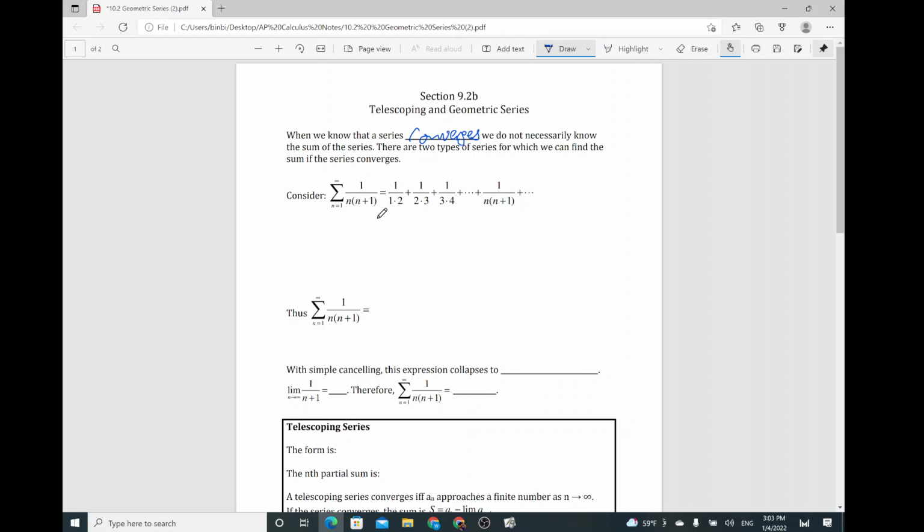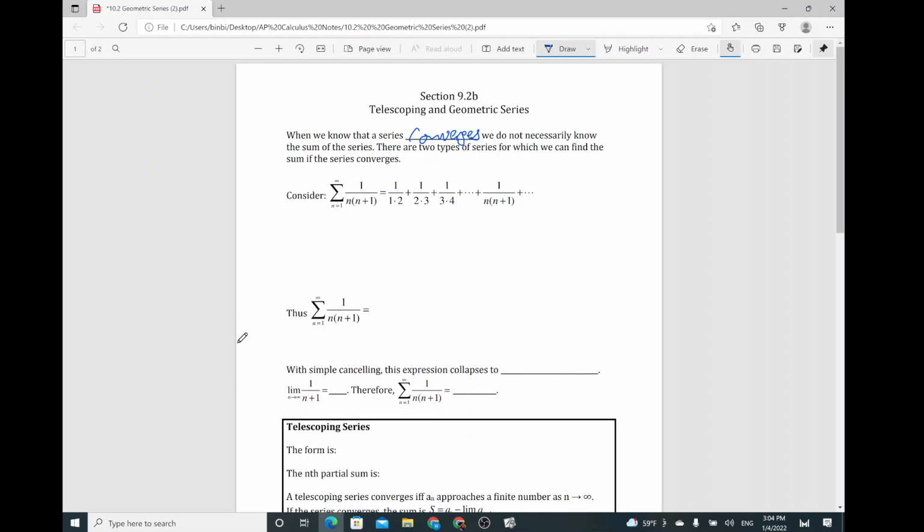Anytime you see a pattern like 1 over n times n plus 1, where the denominator keeps multiplying consecutive integers, it's like 1 over 1 times 2 plus 1 over 2 times 3 plus 1 over 3 times 4, plus so on and so forth, 1 over n times n plus 1. Anytime you see a pattern like this, it is called a telescoping series.